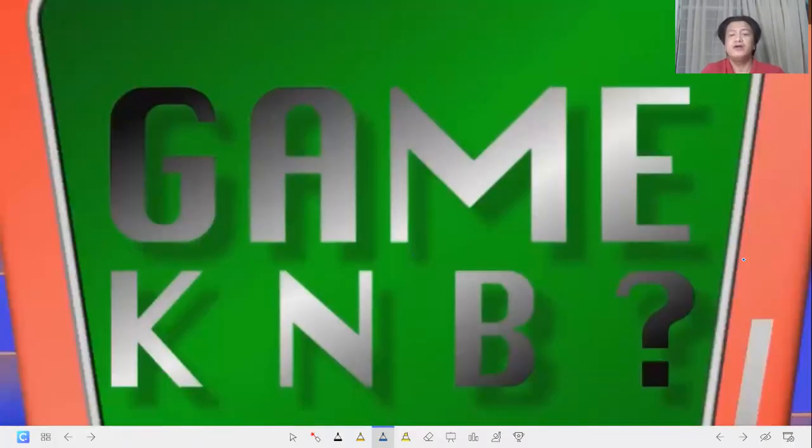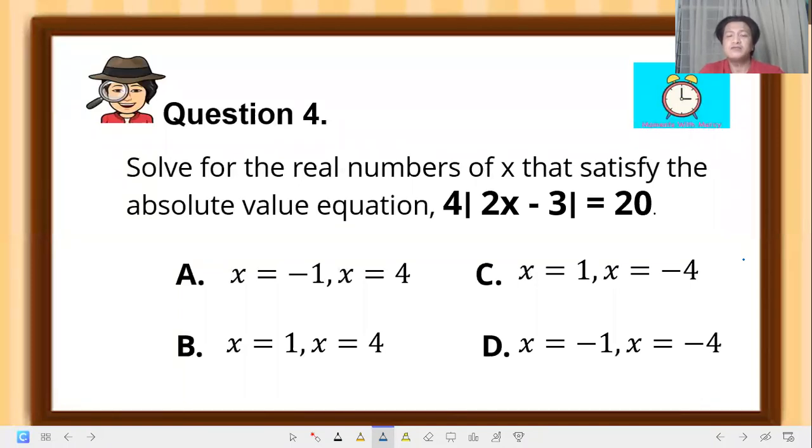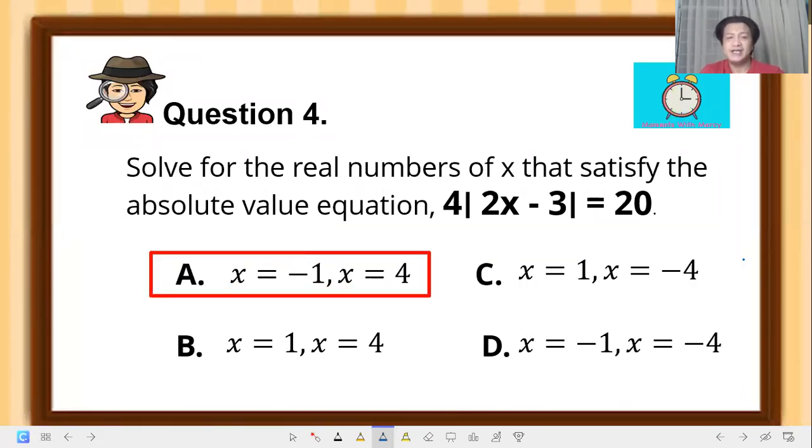Okay, let's have number 4. Solve the absolute value equation 4 times the absolute value of 2x minus 3 is equal to 20. Timer starts. And the correct answer is the letter A, negative 1 and positive 4.